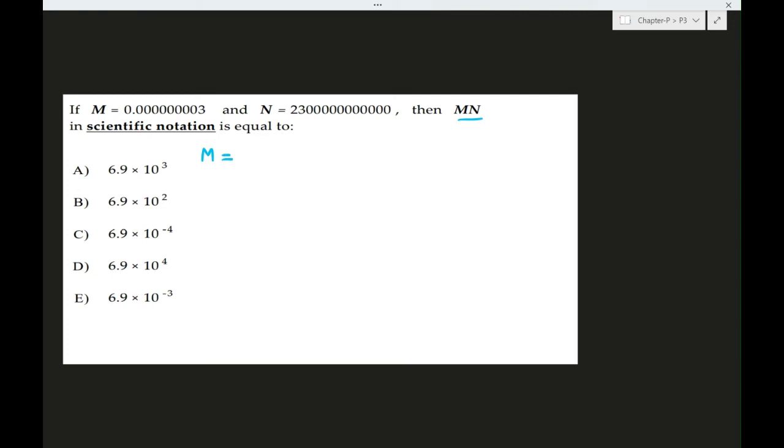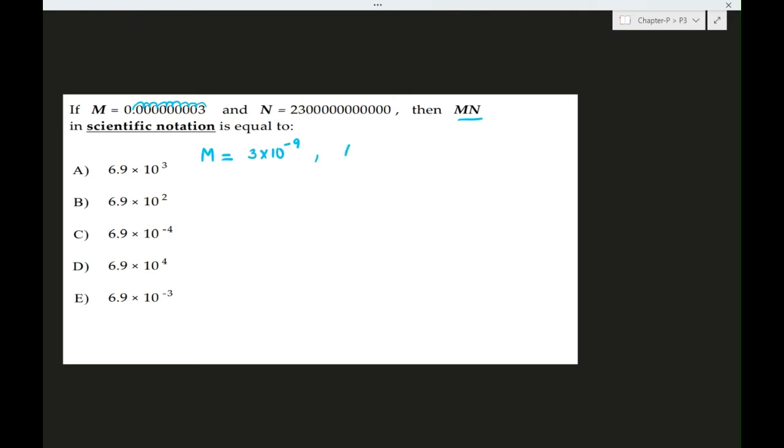So let's start with m. To write it in scientific notation, you see that we are moving from where? We're moving from left to right. So 1, 2, 3, 4, 5, 6, 7, 8, then 9. So this is 3 times 10 raised to power minus 9, because we move from left to right, so the power is minus.